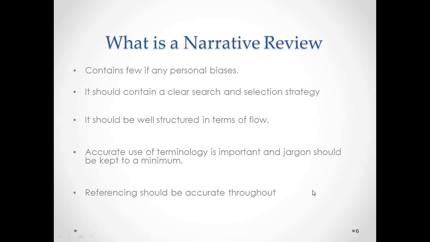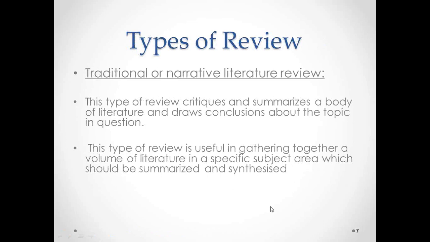Okay, so referencing. Okay, so types of literature review. So we've talked a little bit about a traditional or a narrative review. This is the type that reviews, critiques and summarises a body of literature, draws a conclusion about a particular topic in question. And this type of review is useful at gathering together volumes of literature on a specific subject area, which can be summarised and synthesised.